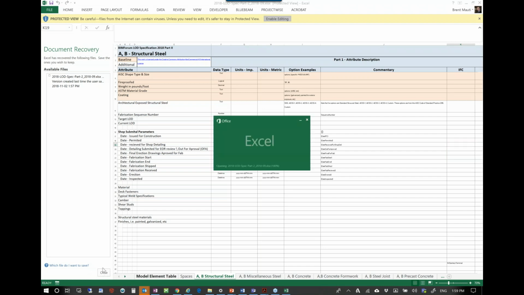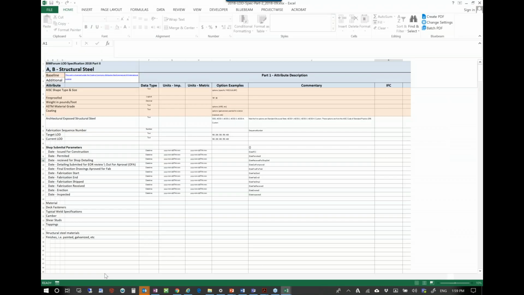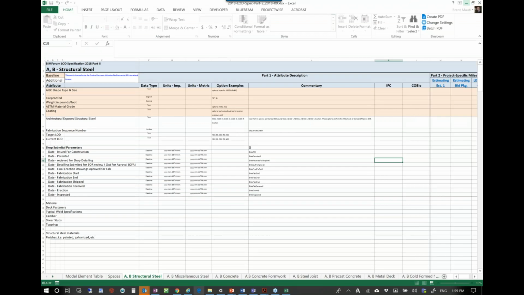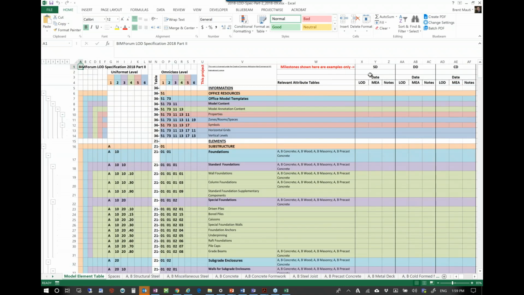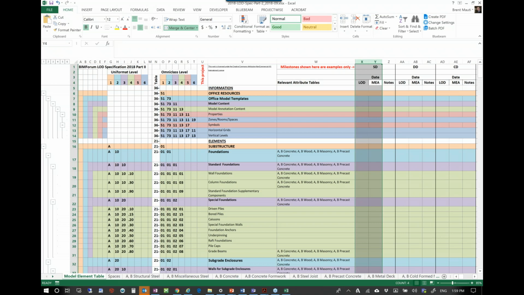So just to go back to this, sorry about that. The model element table, this is what I'm talking about: for each phase, schematic design, design development, contract documents, you have your level of development and your model element owner. These are the two items. And the reason it's split by phase, using a good example, is foundation walls.